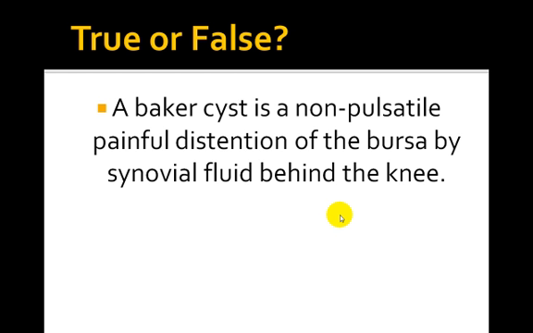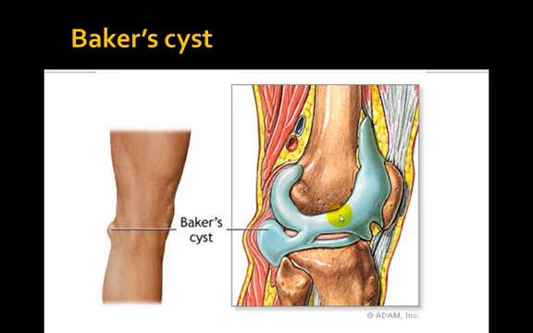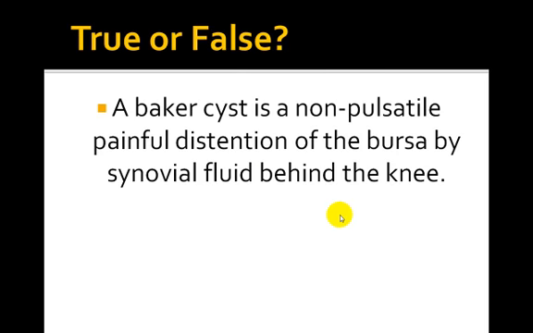Again, here's another question. True or false? A Baker cyst is a non-pulsatile painful distension of the bursa by synovial fluid behind the knee. Actually, the answer here is false. The key thing here that you want to remember is that the Baker cyst is typically non-pulsatile, but it's painless. Okay, that's the key word here.